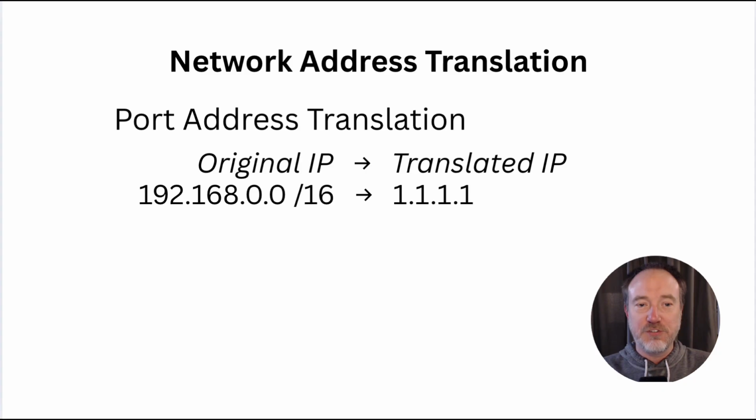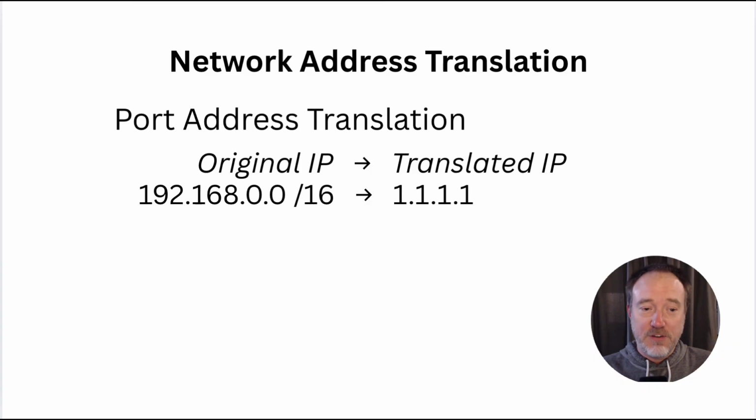Port address translation, also called PAT, also called NAT overload, is a type of network address translation that uses the layer 4 port numbers to help keep track of the translations. This can be used to expand the usage of a single translated IP or a pool of translated IPs. Here, we are just going to use a single translated IP of 1.1.1.1. Layer 4 uses a 16-bit value to designate the port that is being used for the communication.